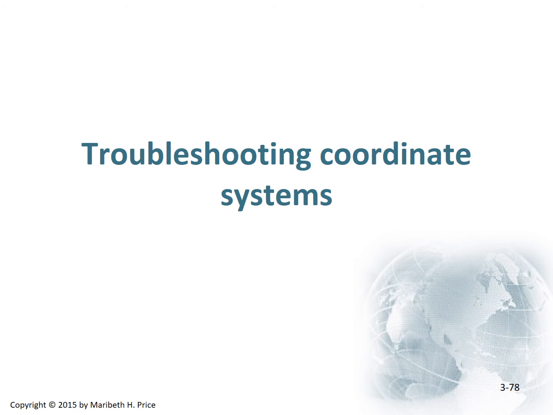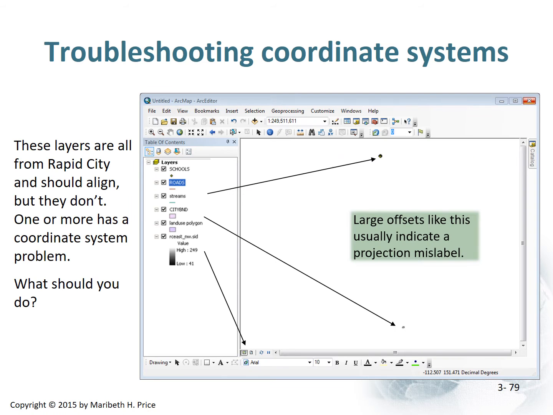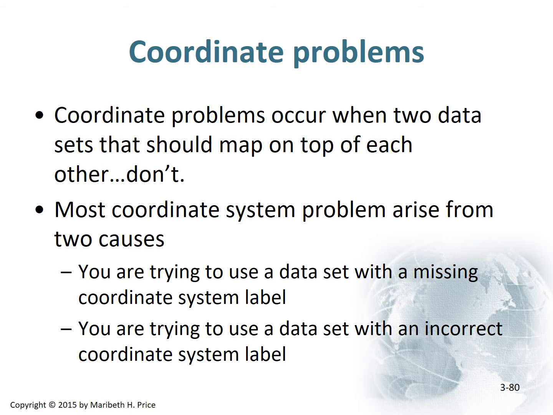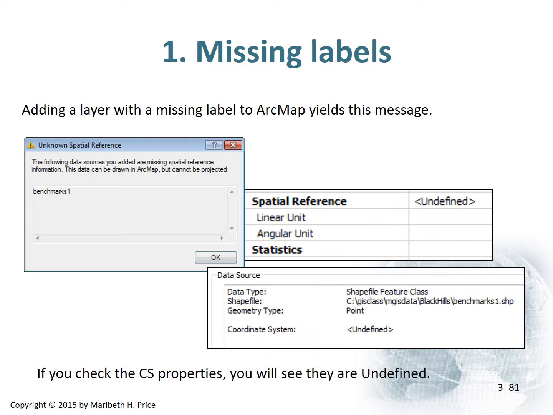Troubleshooting coordinate systems is really part of the job. Something's displayed together, but it's off by something. It's usually a projection issue. Could be something mislabeled. Two data sets should map on top of each other, but they don't. What do you do? Well, you check to see if something's missing, and then you check to see if something's wrong.